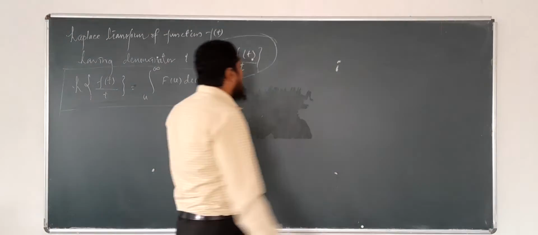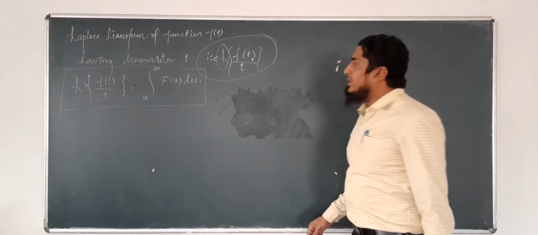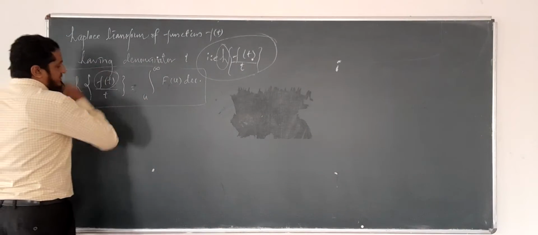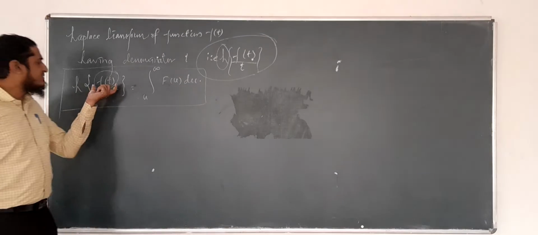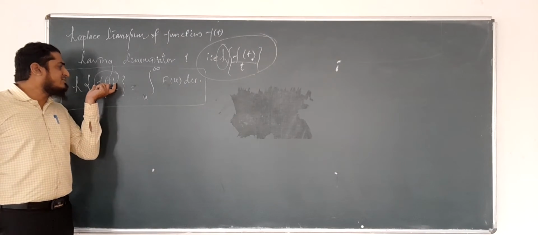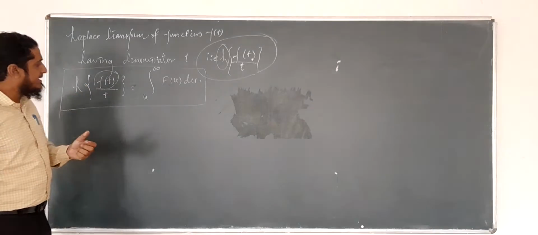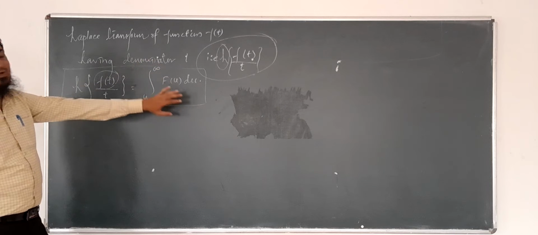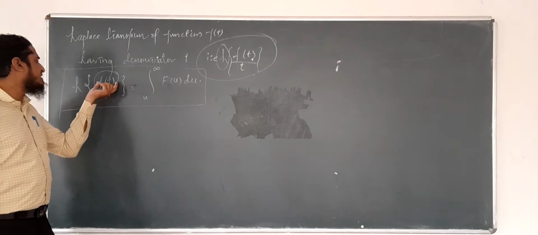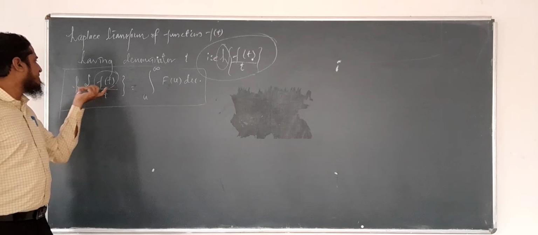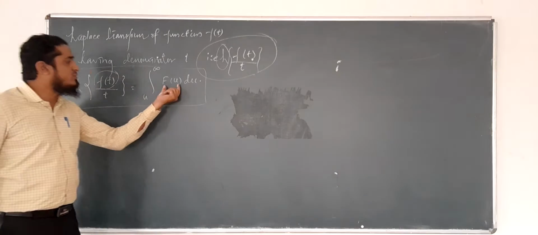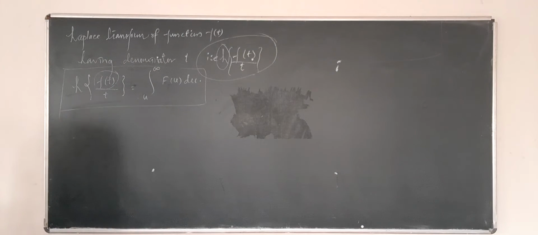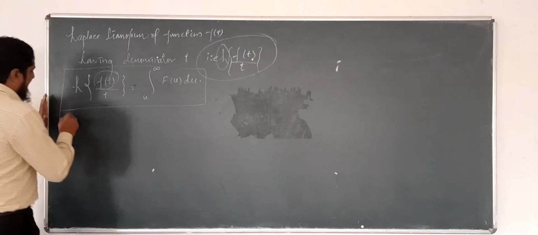This means that first of all, we have to find the Laplace transform of f of t, and then integrate from u to infinity with respect to u, converting the Laplace transform of f of t into the variable u. So take example number 1.